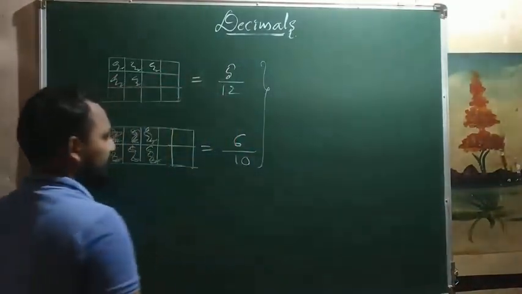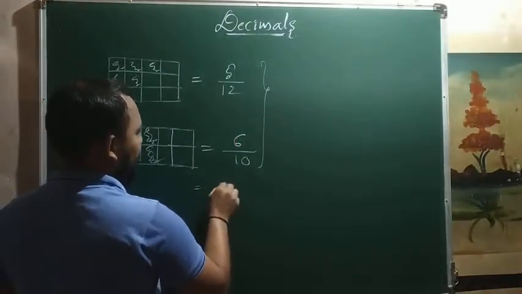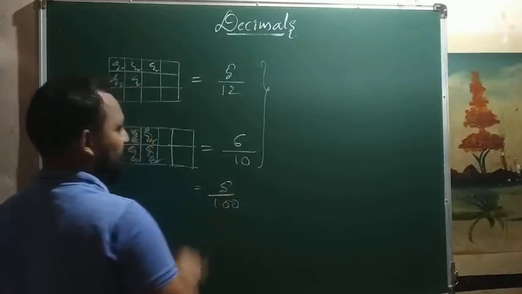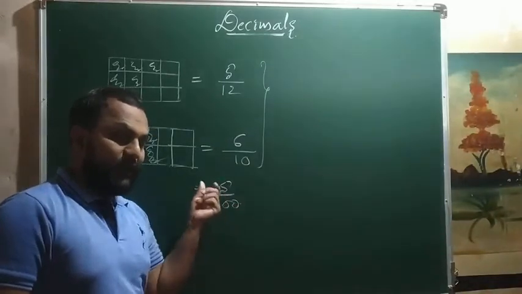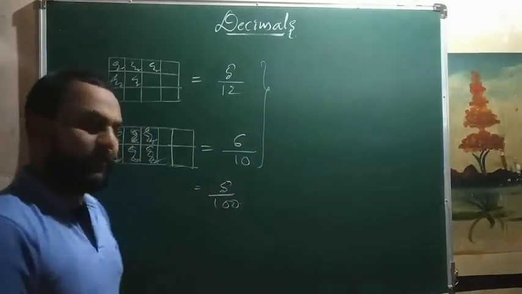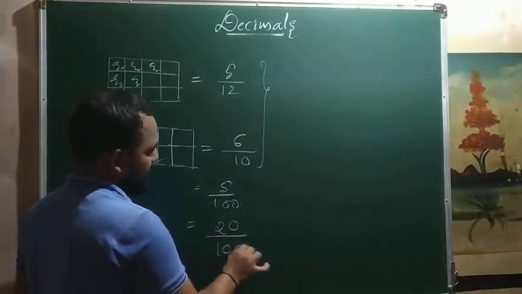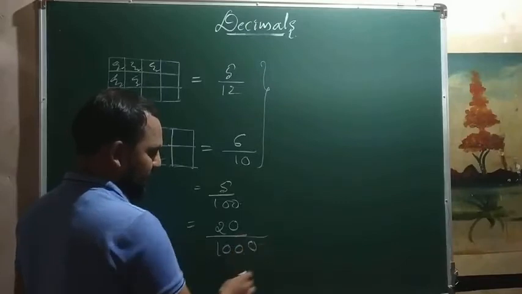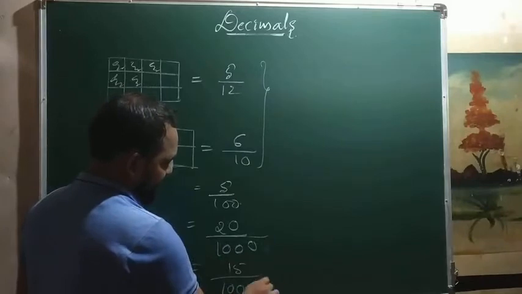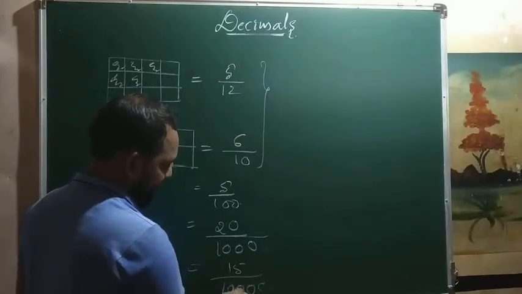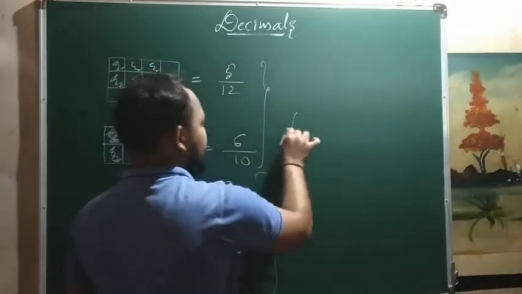Next, take another example: 5 by 100. Out of 100 equal parts, 5 are colored here. Then 20 by 1000, then 15 by 10,000. These are the decimal fractions.